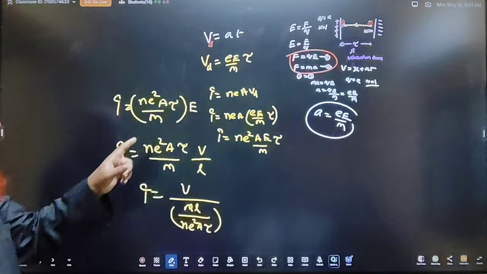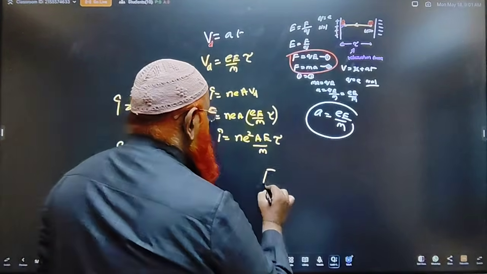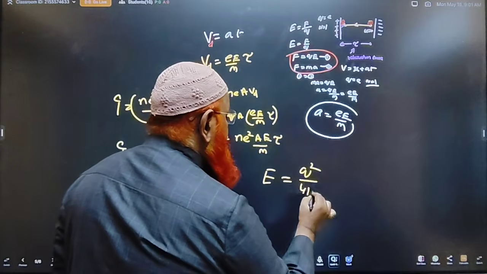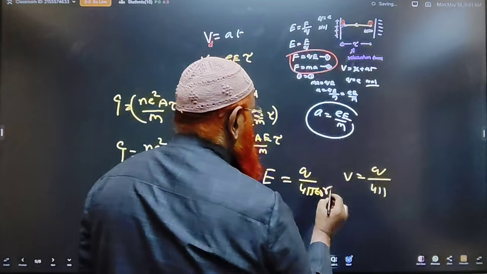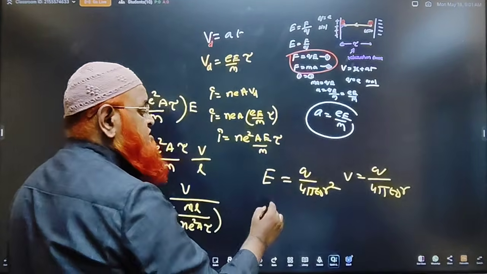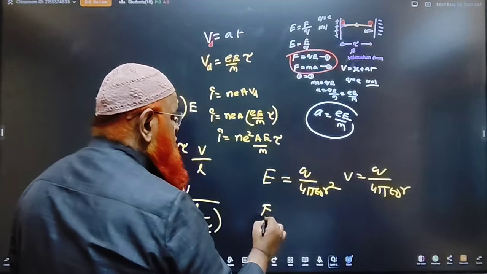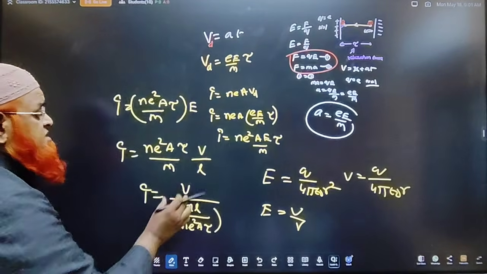So what did I do? E is there here. I wrote E as V by l, because the formula for E is Q by 4 pi epsilon naught R square, and V means Q by 4 pi epsilon naught into R. So E is equal to V by R. The length of the conductor I have written, so that is called V by l.